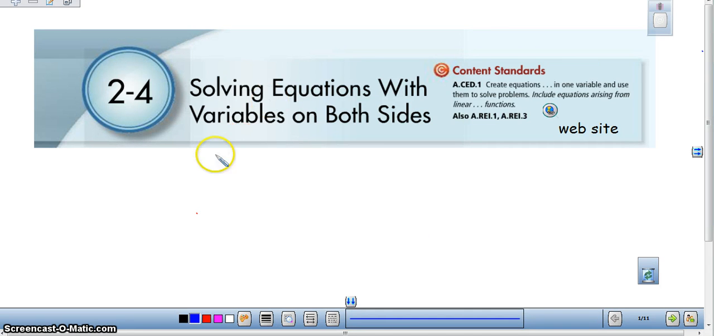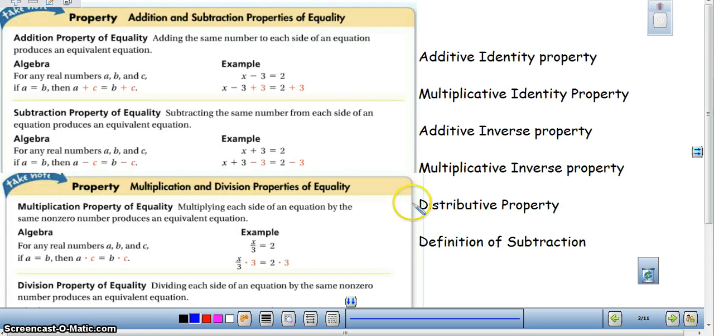Solving equations with variables on both sides. As we solve these equations, we're also going to look at some proofs and how you prove. One of the things that we're going to be looking at is these different properties.